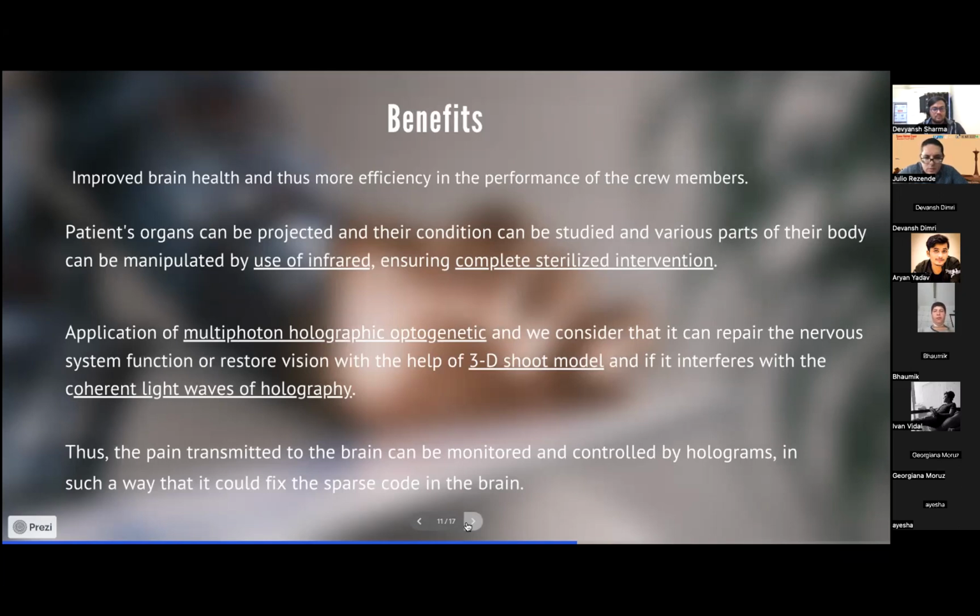So we consider that coherent light holography will help the multi-photon holographic optogenetics repair the sparse code of the nervous system. And also the pain transmitted to the brain can be monitored and controlled by holograms, which is very important because, as I mentioned before, this will be a way that it could fix the sparse code in the brain.